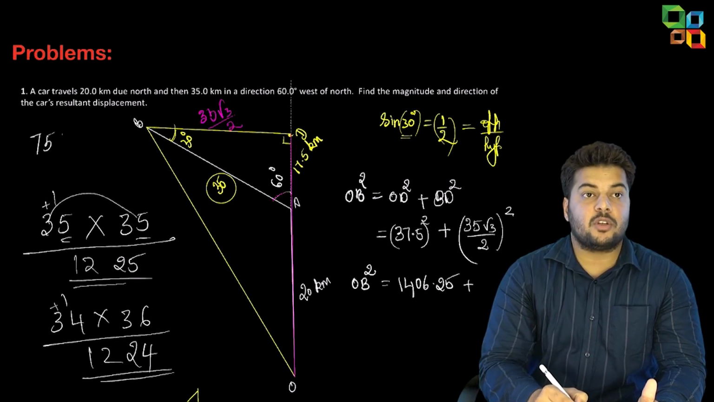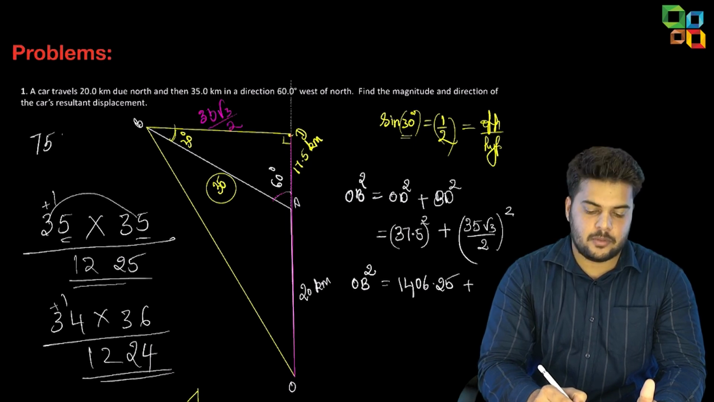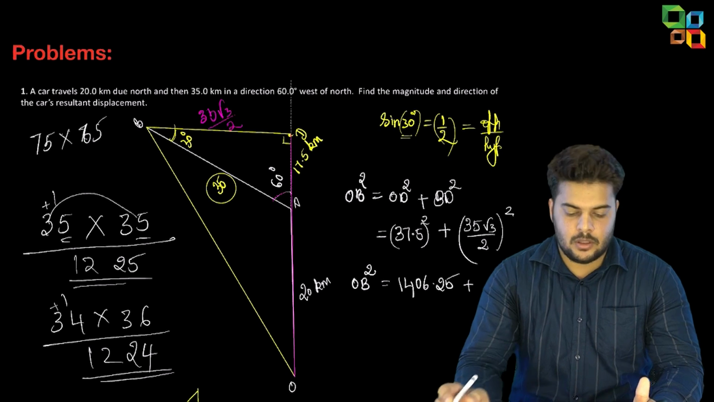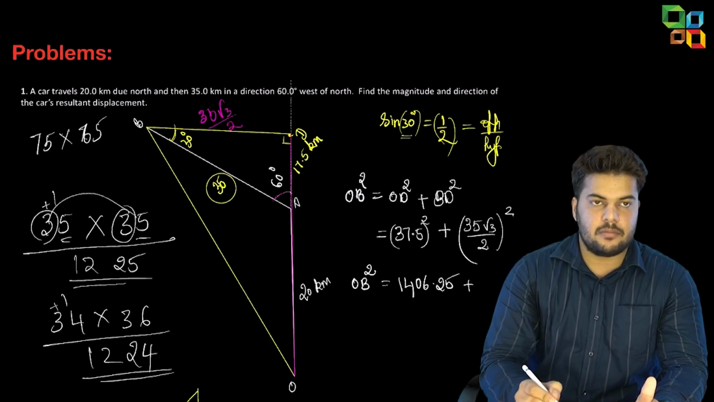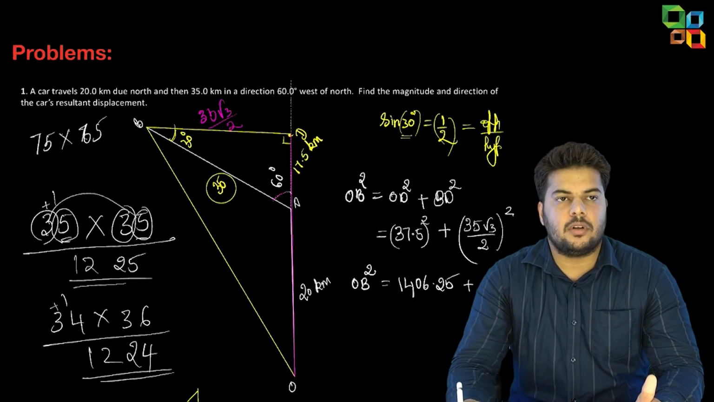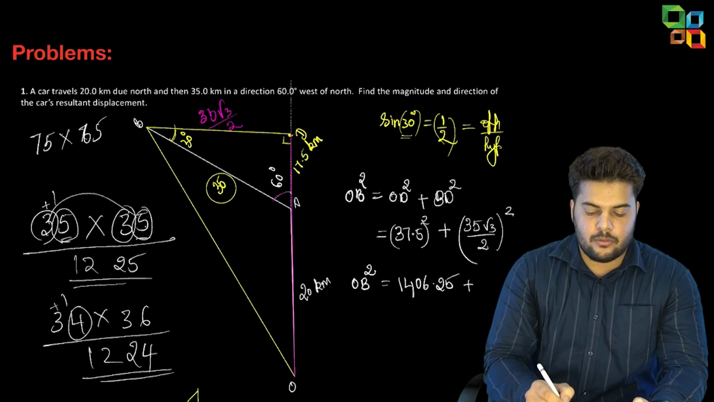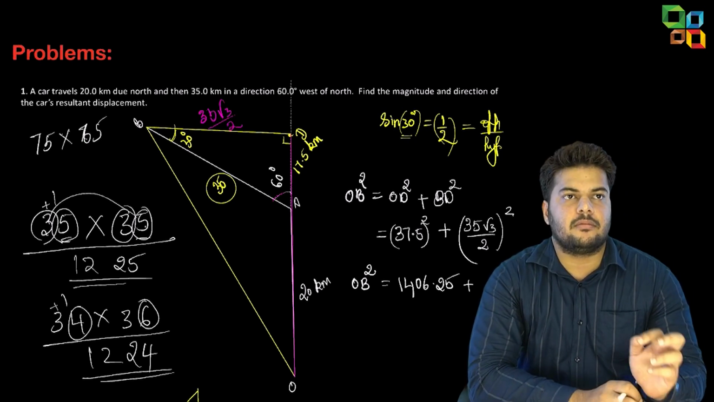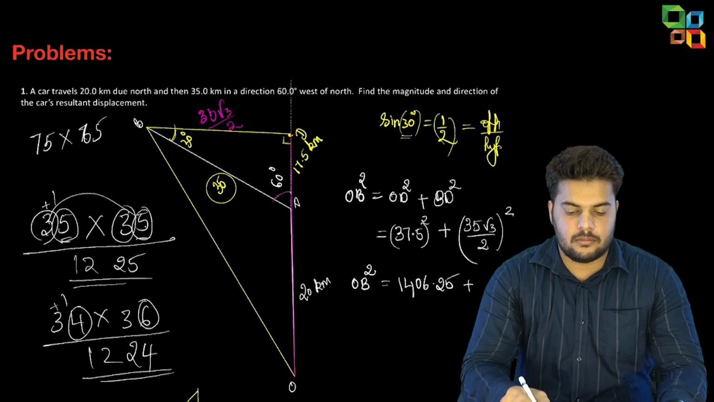75. You're talking about squares, right? I'm talking about multiplication. No, I'm talking about squares. If you're talking about multiplying 75 into 65, it will not work. So the condition is these two numbers have to be the same, and the end digits have to add up to 10. So 5 plus 5 is 10. 4 plus 6 is 10. If that condition is satisfied, then it will work. Okay.